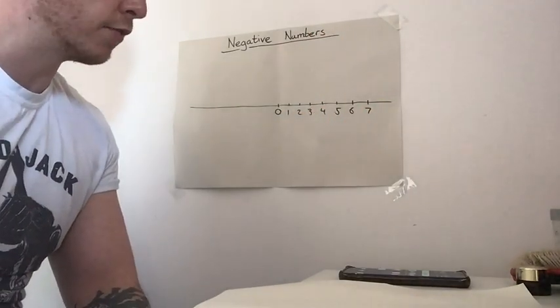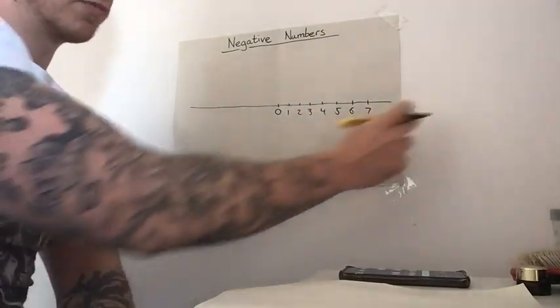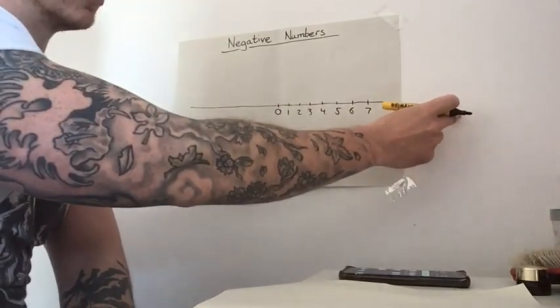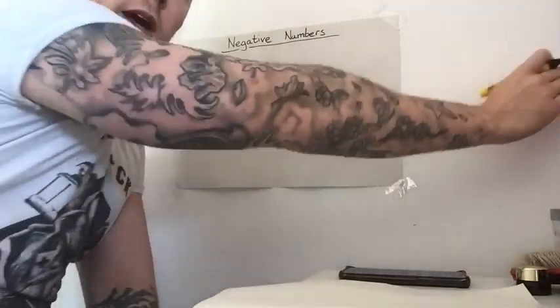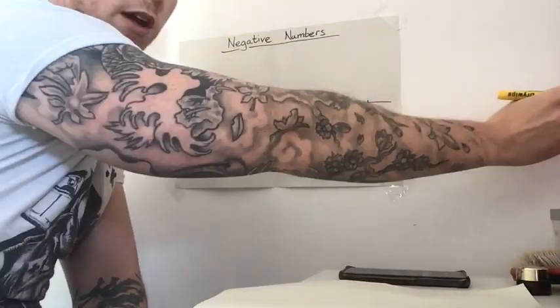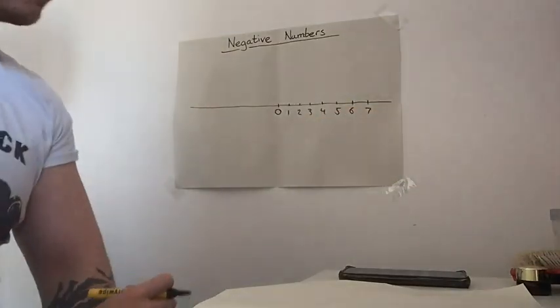Okay, so if you were looking for the number 10, you'd probably be about here. I don't want to draw on my wall, so I'm not going to. If you were looking for the number 50, you'd be looking at way down. Okay, so positive numbers are always to the right of the 0.